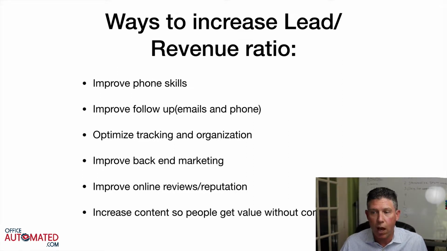We can improve the online reviews and reputation, again, by content as well. And then we can increase the content so that people get value without coming in. So in other words, just putting content on YouTube and giving people things they can do for their knee pain, exercises, research about knee pain, latest advances, anything that just gives a person value without them having to come in. When they're ready to come in, they're going to come in, and that's going to increase the efficiency of the leads that have already been purchased, essentially.